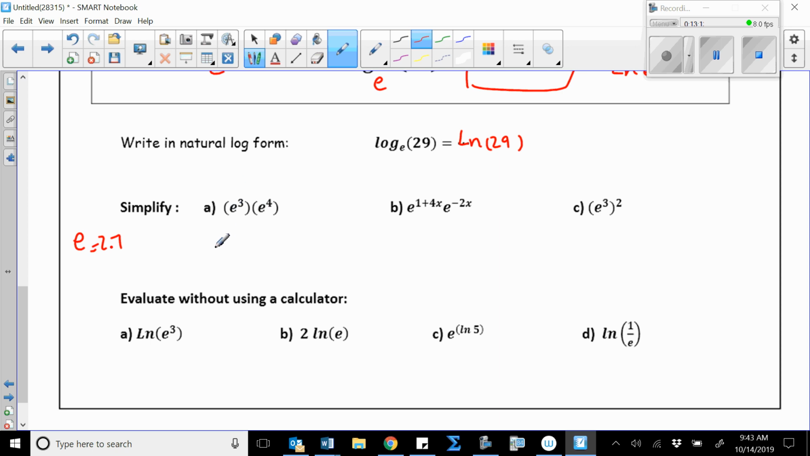So keep the base, and we have the rule of this property: if you are multiplying two exponentials with the same base, you can add up the exponents. So this is e to the power of 3 plus 4, which is e to the power of 7. If you want to know exactly what the decimal number of this is, you can use your calculator.